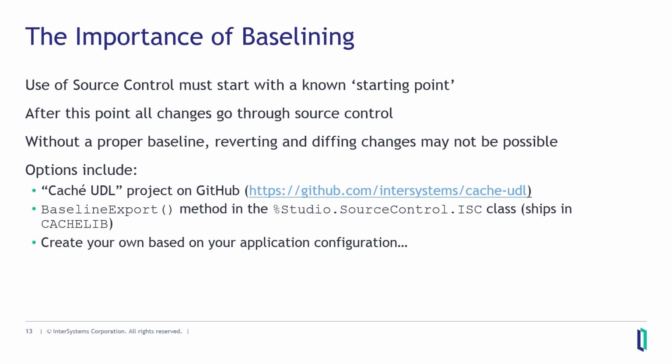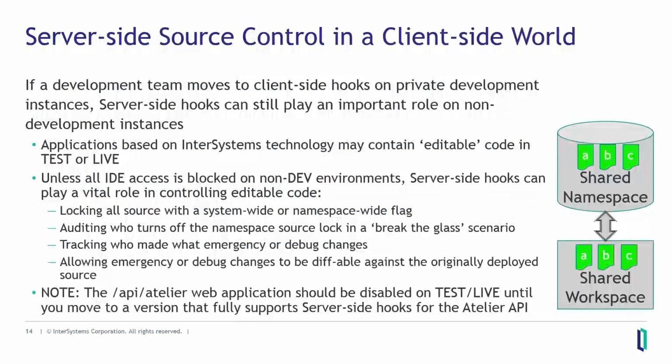There's a Cache UDL project that's out there on GitHub. In my demo, I'm going to use the baseline export feature in %Studio.SourceControl.ISC. You can make your own. It's basically walking the data dictionaries and figuring out what it is that's important to you and dumping it out.